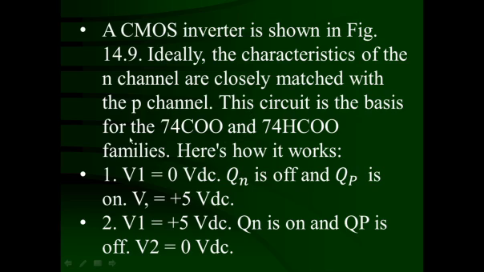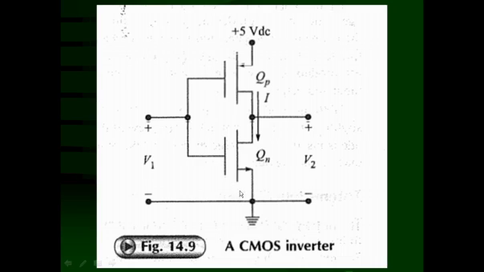This circuit is the basis for the 74C00 and 74HC00 families. Here is how it works. If V1 is equal to 0 volt DC, the N channel MOSFET is off and QP, that is the P channel MOSFET, is on, and the output voltage V0 is equal to 5 volt DC. Second, if V1 is equal to 5 volt DC, the N channel MOSFET QN is on, QP is off, and V2 is equal to 0 volt DC.